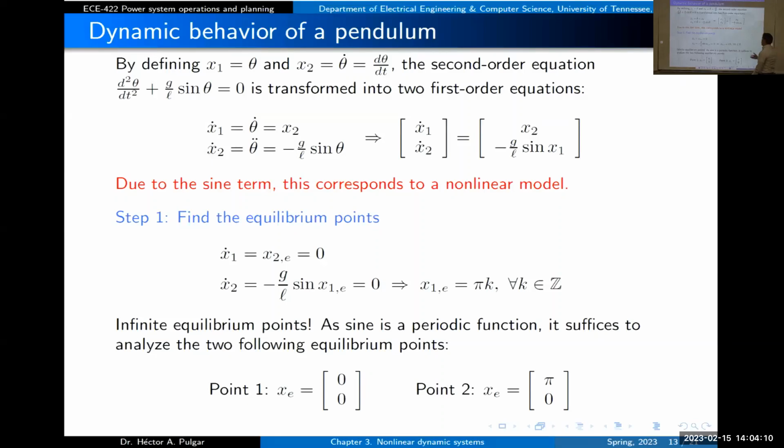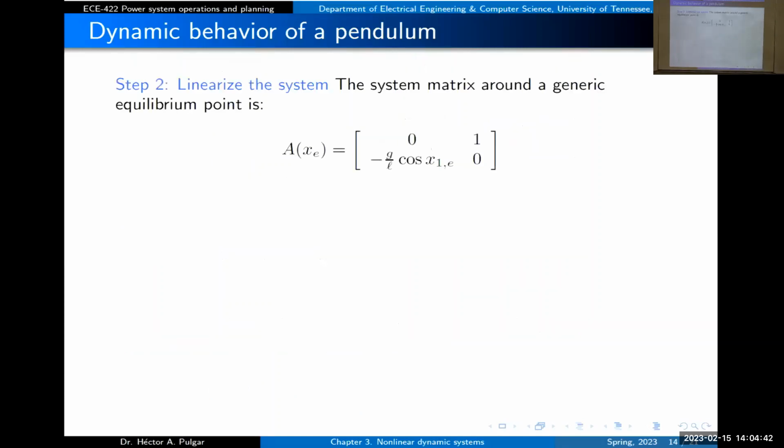Because this function is periodic, we can just pick the 2 equilibrium points between 0 and 2 pi. And that's what we have. So we will pick 0, and then we will pick pi. 2 pi will be exactly the same as 0, and this will be repeated. So we have 2 equilibrium points that we will study, and we want to realize what the behavior actually is at these two equilibrium points. So we linearize the system, that's the next step.